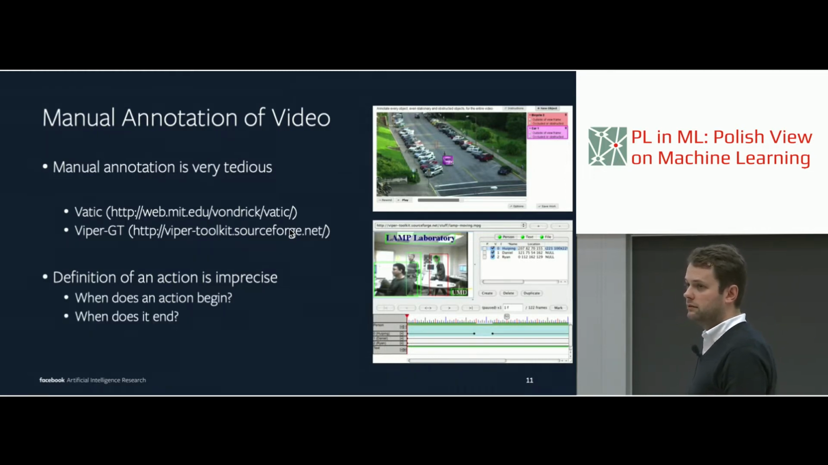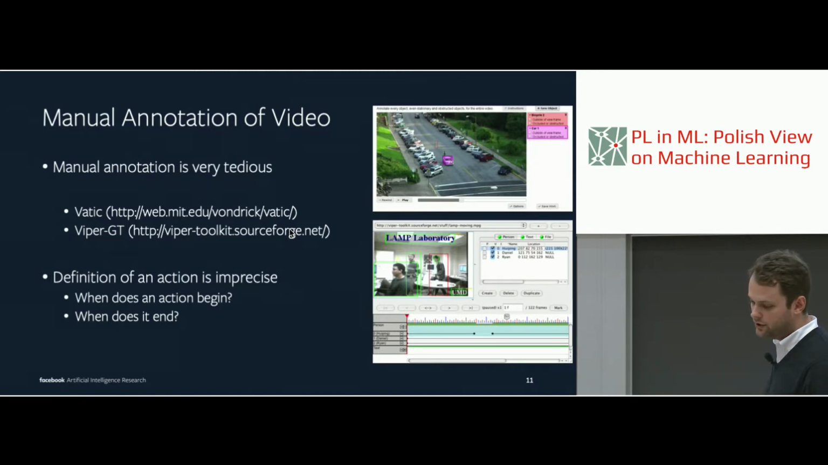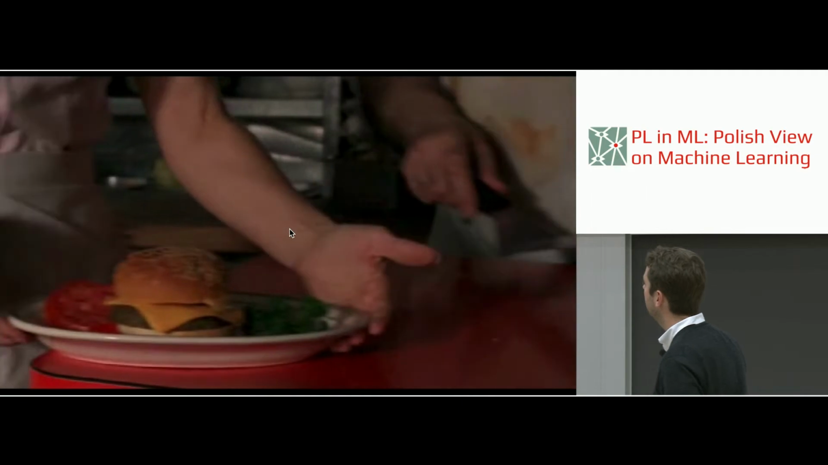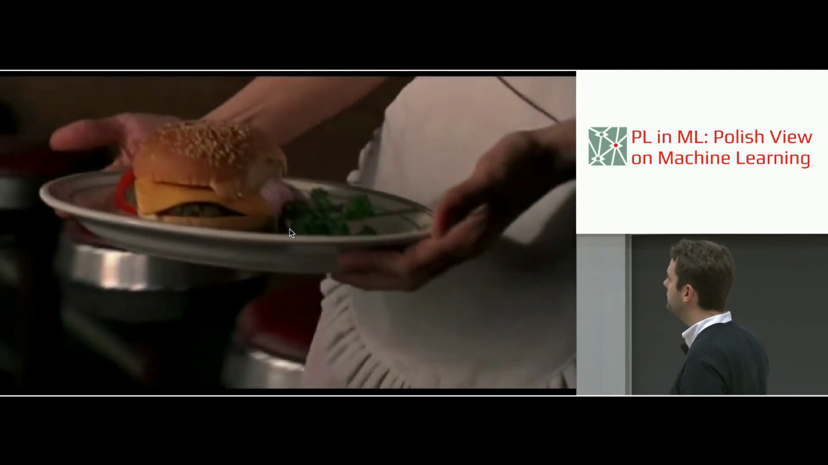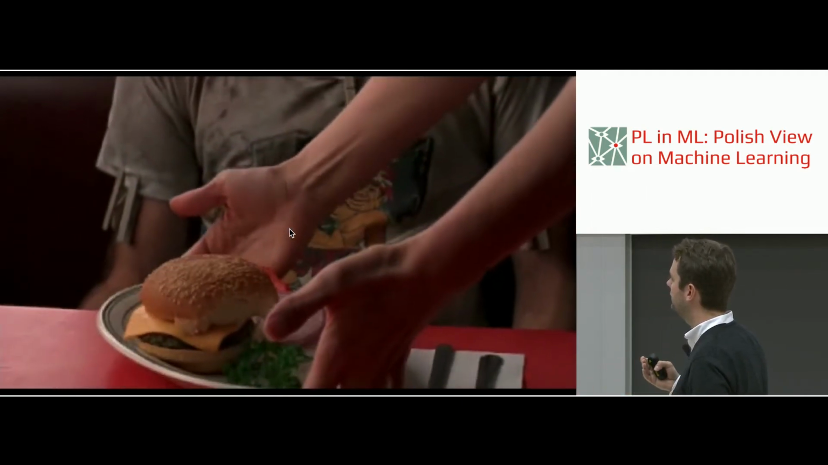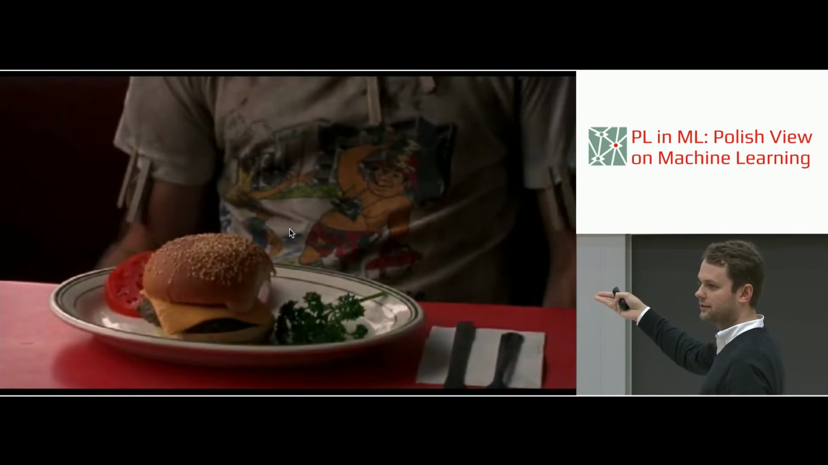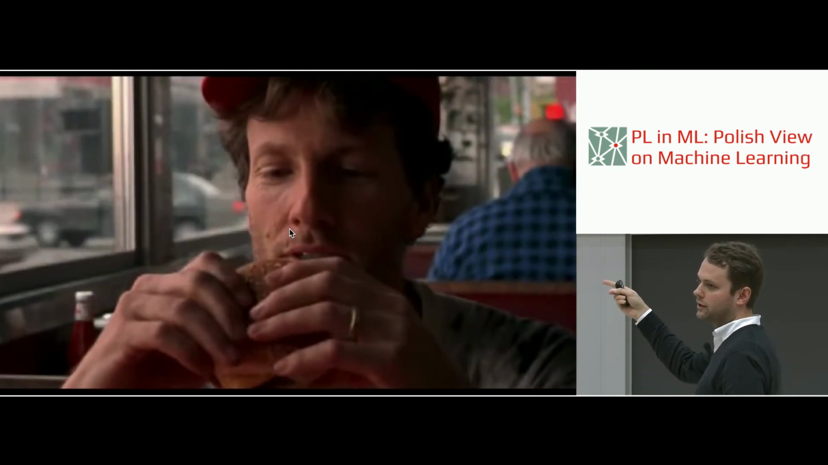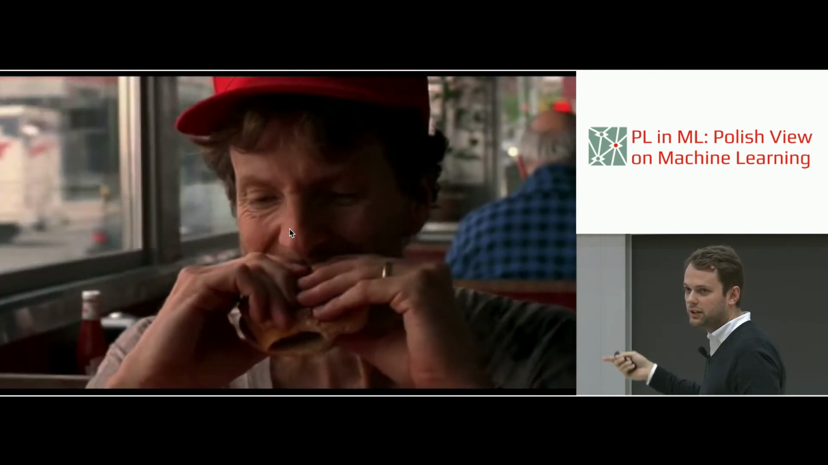When does an action begin? When does it end? Setting aside the fact that it has a definition at all, setting a beginning and an end is very complicated. So I'm going to show you a short video clip, which is labeled by a human as eating. If you watch it, all this is supposed to be eating. But maybe for me, eating just starts when the plate is on the table. Or is it when he actually grabs the burger? Or is it right now? I mean, that's really imprecise. There is no good definition for that.